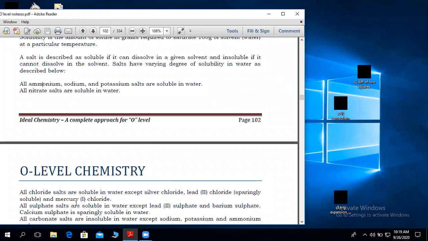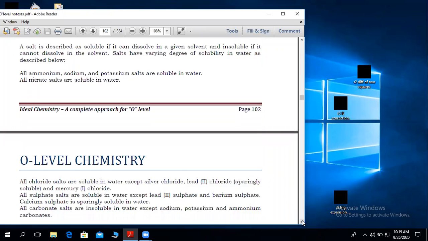But lead-2 chloride, we said it dissolves in hot water. I'm ignoring mercury because at your level there are no reactions of mercury. That's why I'm not mentioning it. For you, put in your head the ones I'm telling you. But keep in mind that lead-2 chloride will dissolve in hot water or on heating.